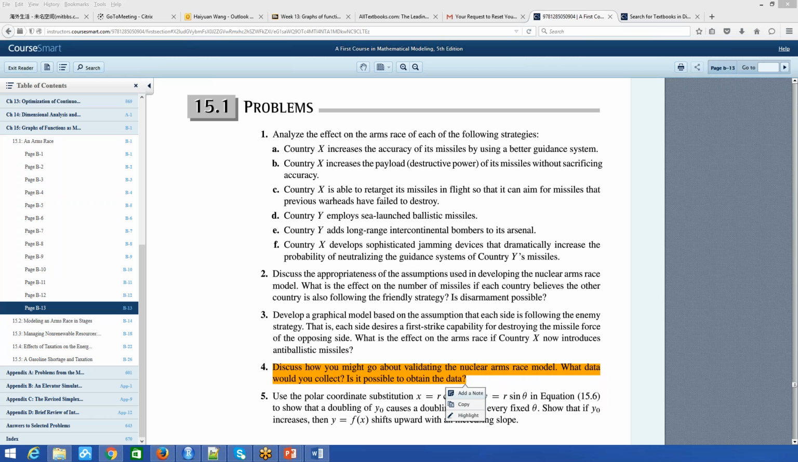Nuclear, yeah. Okay, I'll do that. I'll do that so that everybody knows.